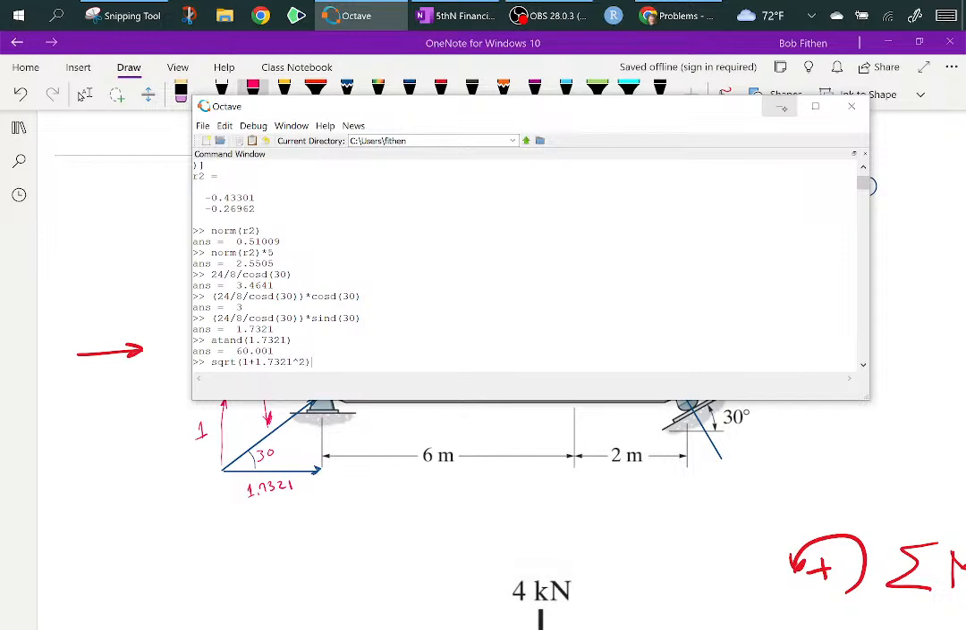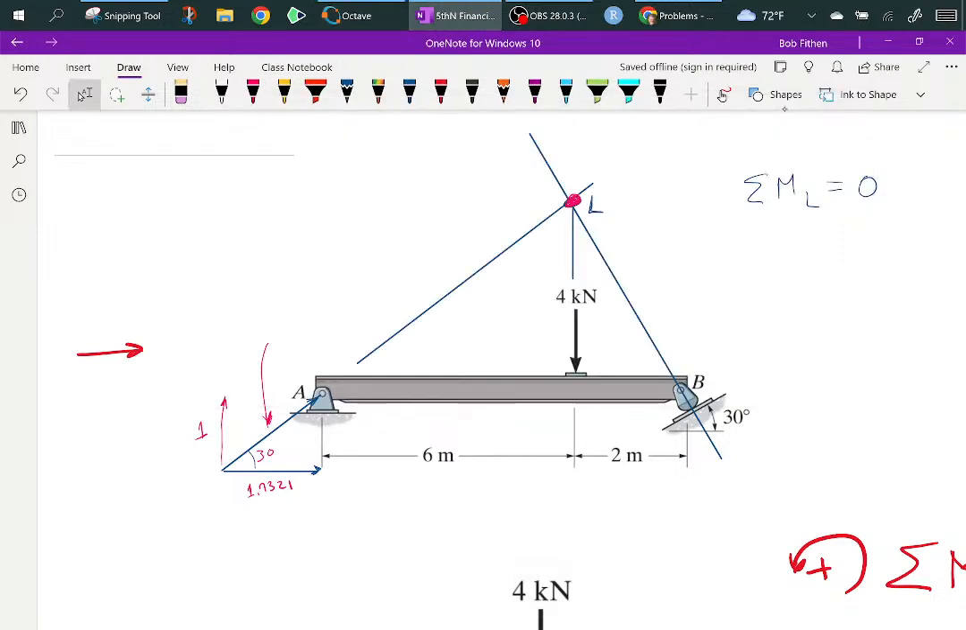7.321 squared, 2. Okay, that sounds right. So that's a 2. So magnitude of 2. So if I were to draw this up here, and it was 30 degrees, exactly like what he's saying, and this is 6, how far up is this?